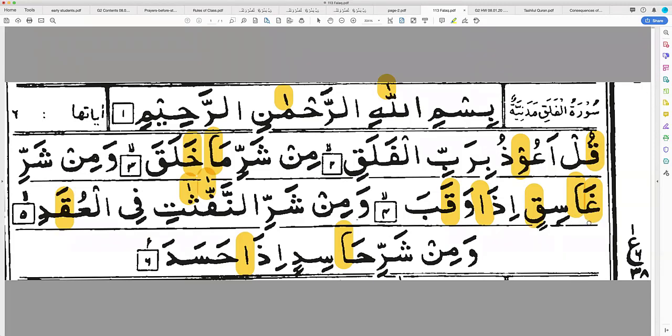Ghasiqin. Well done. The gha was lovely. Make sure that the qaf also is thick, okay? Ghasiqin. Idha waqab.